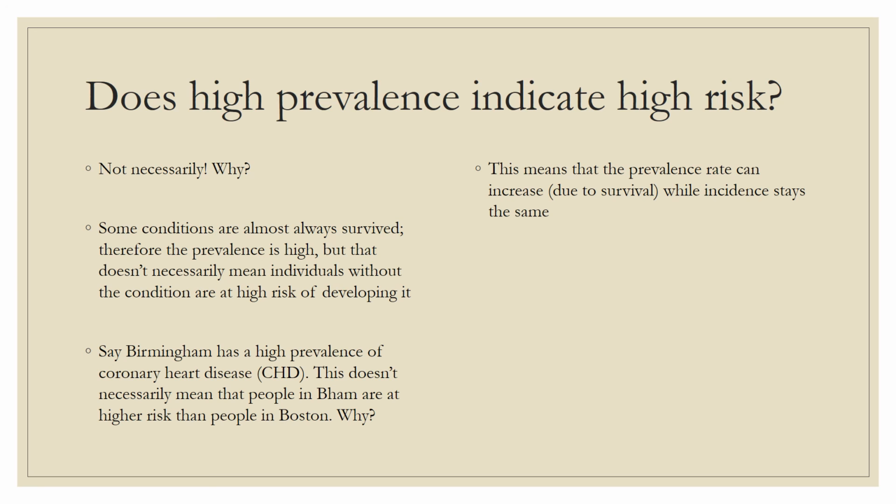So the prevalence rate can increase because people are surviving. Diseases that used to kill people are now being survived longer, so that causes the prevalence rate to go up, but the incidence rate actually stays the same.